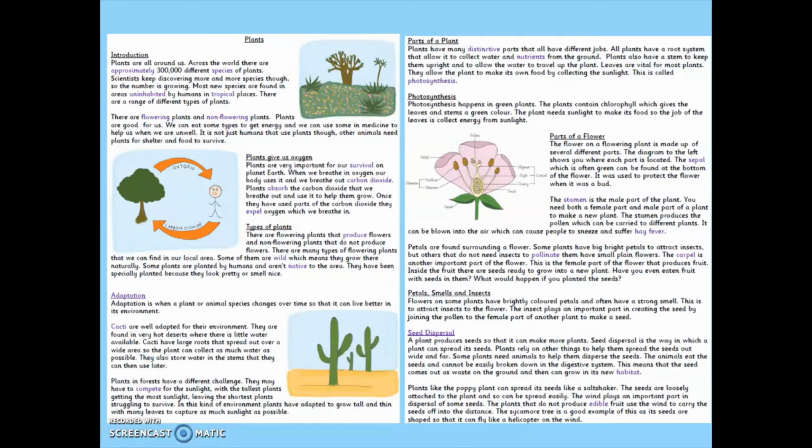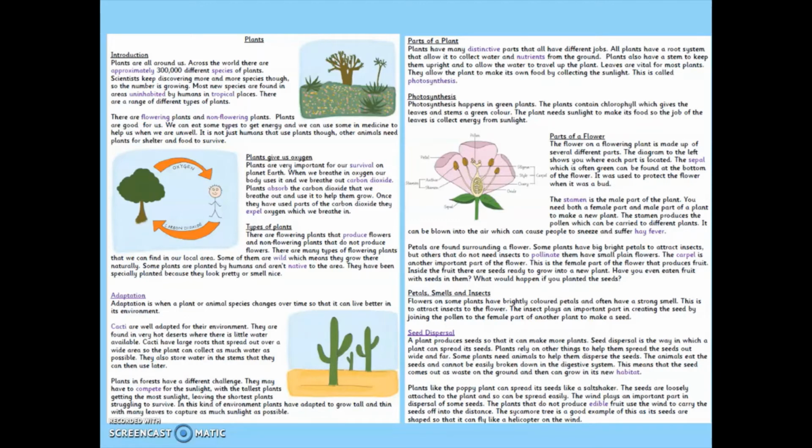Introduction. Plants are all around us. Across the world, there are approximately 300,000 different species of plants. Scientists keep discovering more and more species though, so the number is growing. Most new species are found in areas uninhabited by humans in tropical places. There are a range of different types of plants. There are flowering and non-flowering plants.